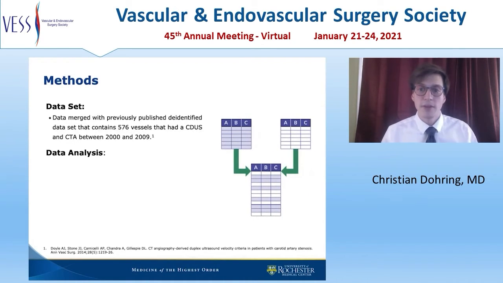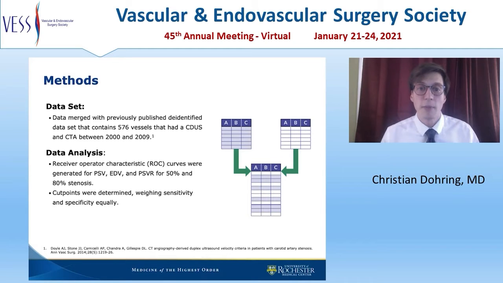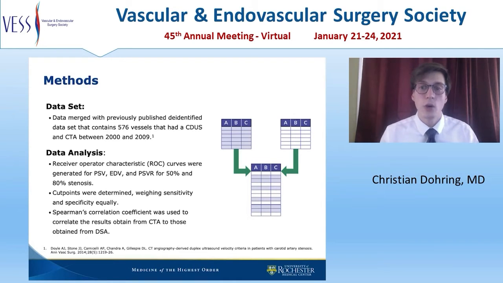The data was then merged with our previously published de-identified dataset that contains 576 vessels that had an ultrasound and CTA between 2000 and 2009. Data present in the dataset adhere to the same exclusion criteria as our current retrospective review. Receiver operator characteristic curves were generated for PSV, EDV, and PSVR in the analysis of greater than 50% and 80% stenosis. Additionally, Spearman rank coefficient was used to correlate the results obtained from CTA to those obtained from DSA.